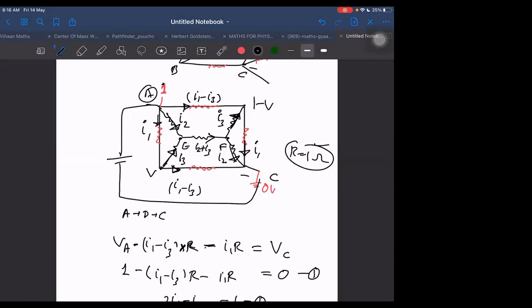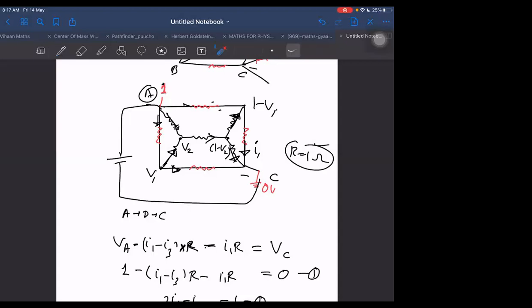Similarly, we can say the same for FC, and similarly for all other cases. For example, if E has potential V1, then its image will have 1 minus V1. Let us call the other V2, then it is 1 minus V2. In this way, we need only 2 equations to solve now.